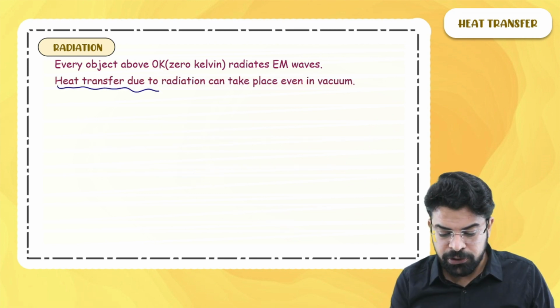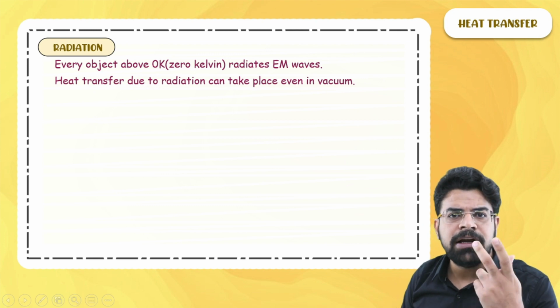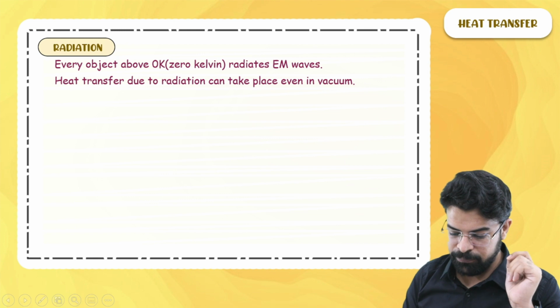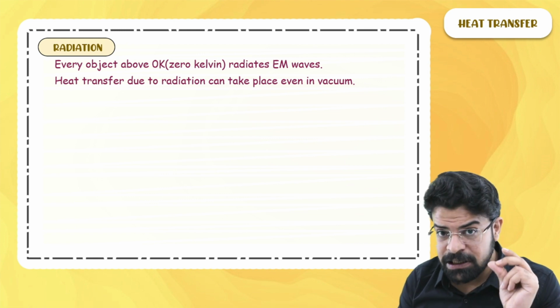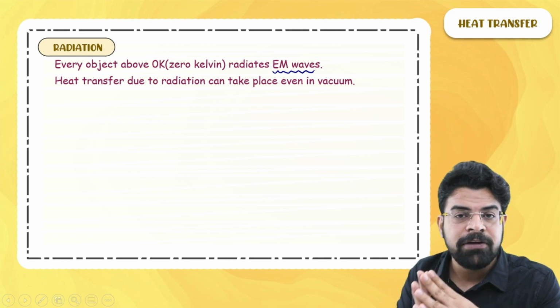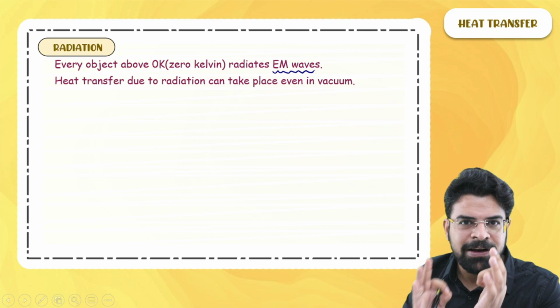Heat transfer due to radiation can take place even in vacuum. Sir, why can the heat transfer due to radiation take place even in vacuum? Because beta, the radiation mode of heat transfer is because of EM waves, and electromagnetic waves can travel in vacuum. They travel from the sun and reach earth, so they can travel in vacuum.